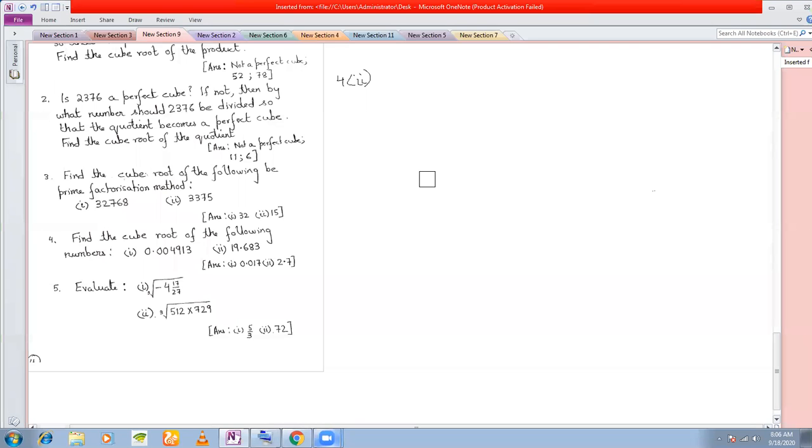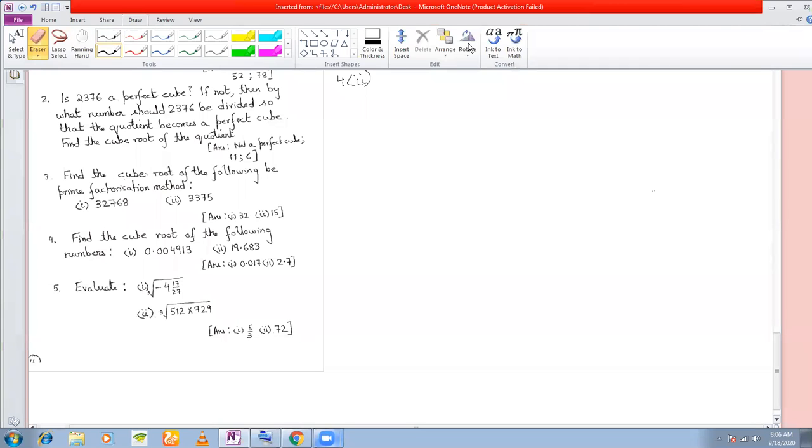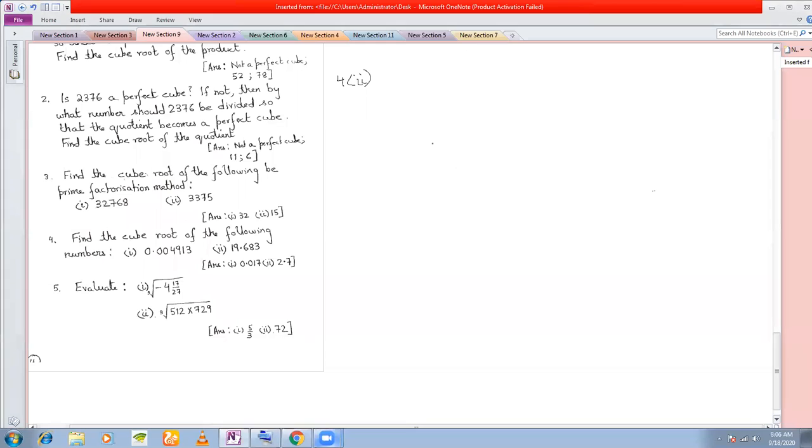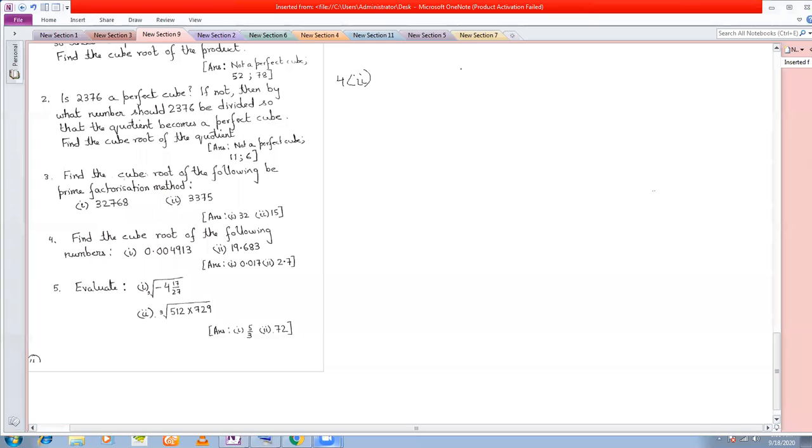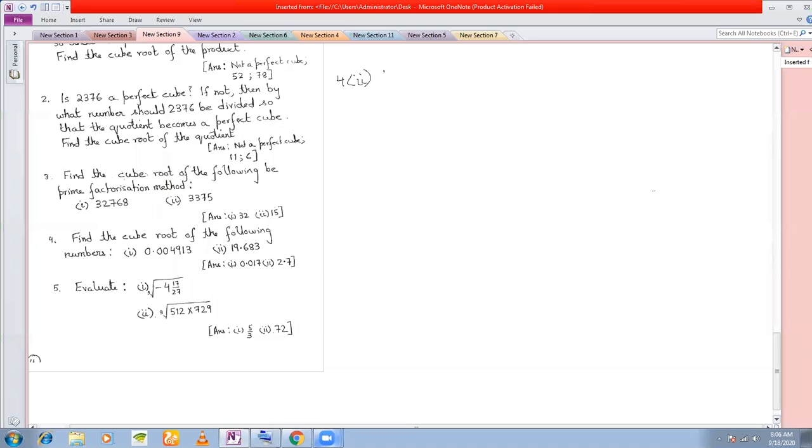So we have to find out the cube root of the decimal number 19.683. Okay. So again, since this is a decimal number, we'll first convert this to a fraction. We'll convert this to a decimal number by shifting the decimal.